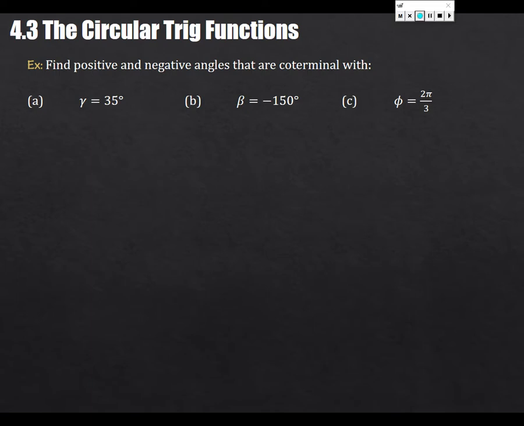Okay, so now do what we just said. I'll call on people in a second. Give me two coterminal angles for each of these that isn't the one listed, one that's positive and one that's negative for each one.